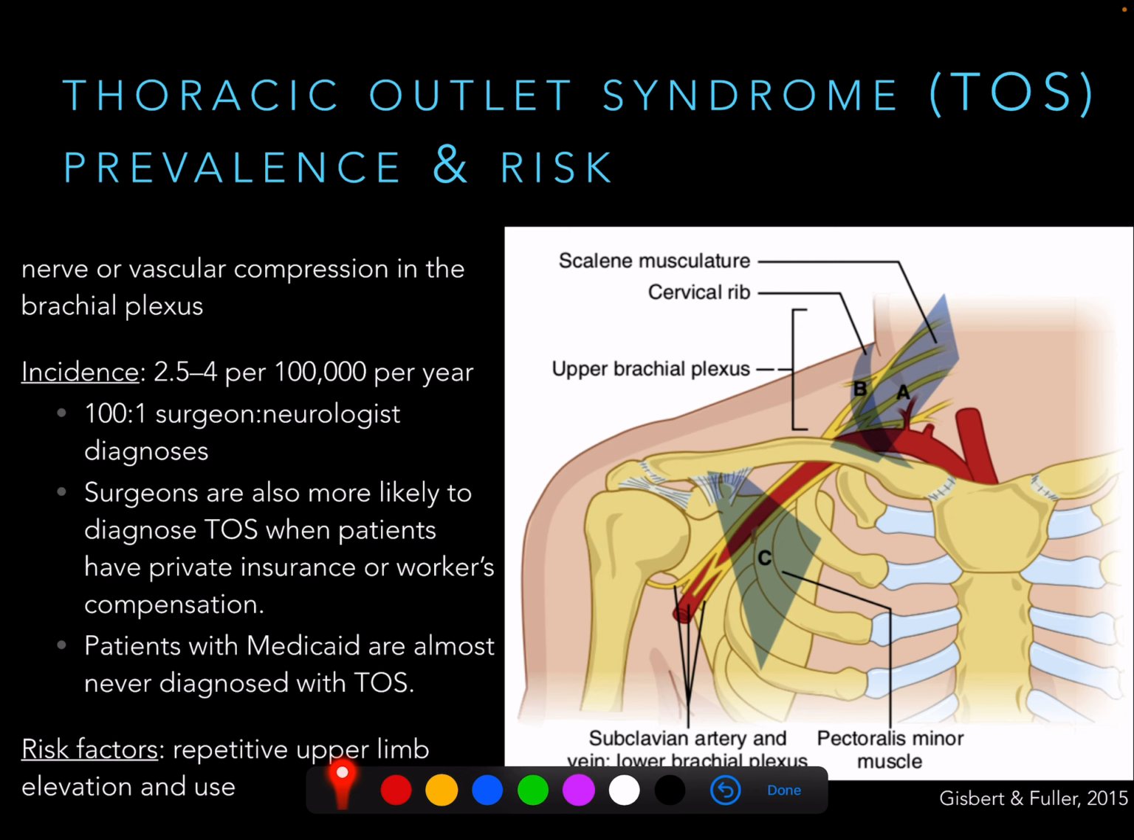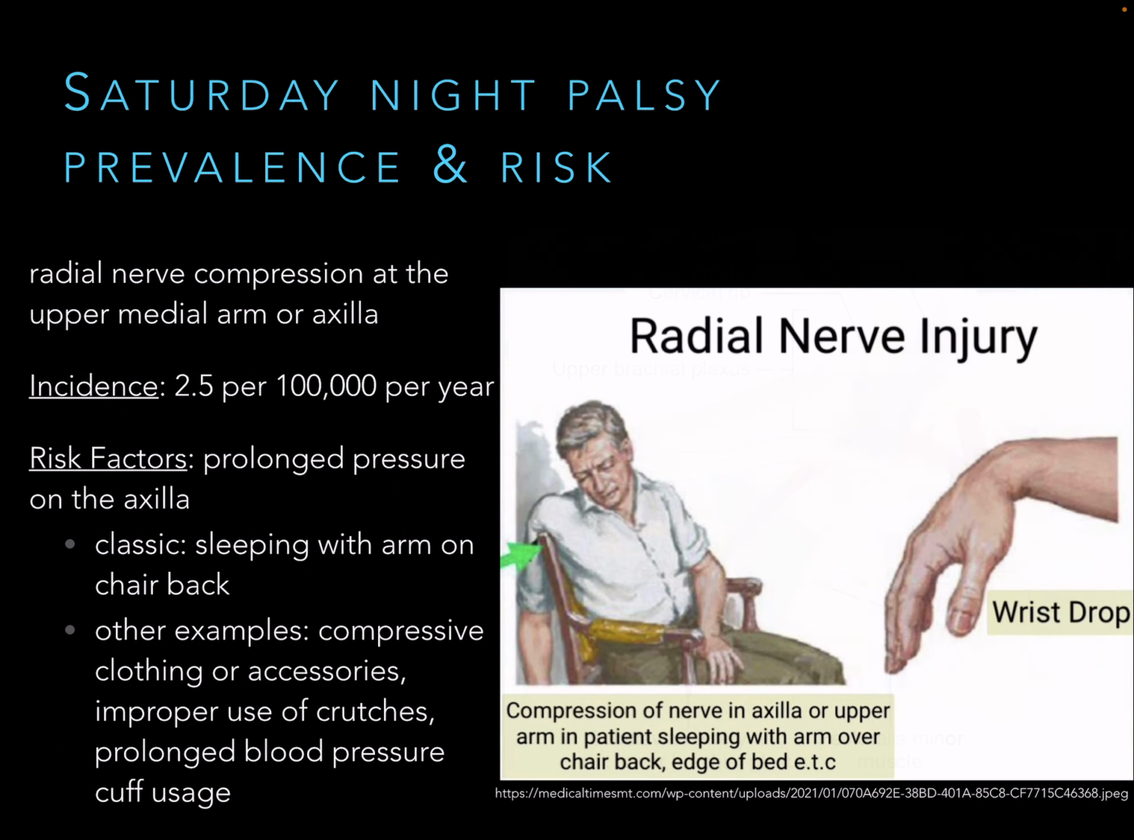And the diagnosis is far more common when there's private insurance involved or workman's comp because they pay more for the surgery. If you have Medicaid, somehow you almost never get thoracic outlet syndrome. It's crazy how that works. Somehow the disease knows what insurance you have. So anyway, the risk factor of this would be repetitive upper limb elevation and use. So if you're reaching up, potentially compressing structures within your brachial plexus, that's the risk factor. Obviously, this is going to lead to weakness and sensory changes in the arm.